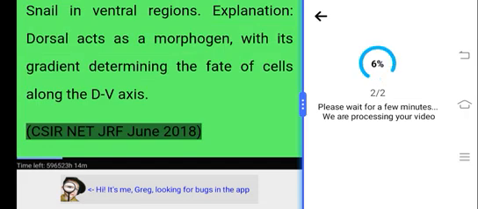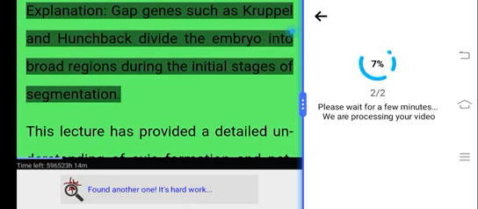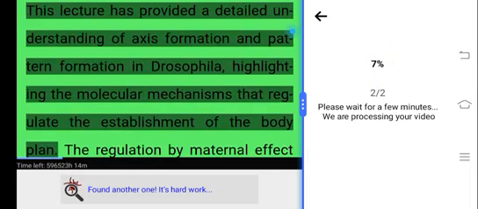CSIR NET JRF June 2018. Which of the following gene products is involved in segmentation and responsible for dividing the embryo into broad regions along the AP axis? Answer. Gap genes. Explanation. Gap genes such as Kruppel and Hunchback divide the embryo into broad regions during the initial stages of segmentation.